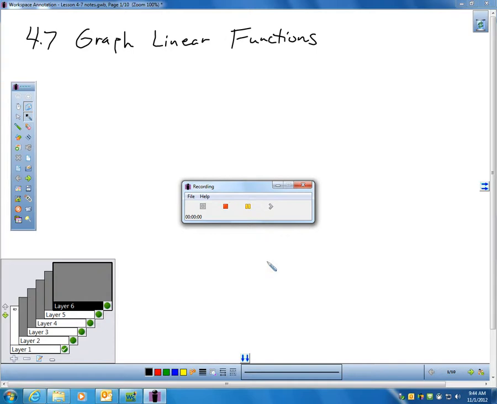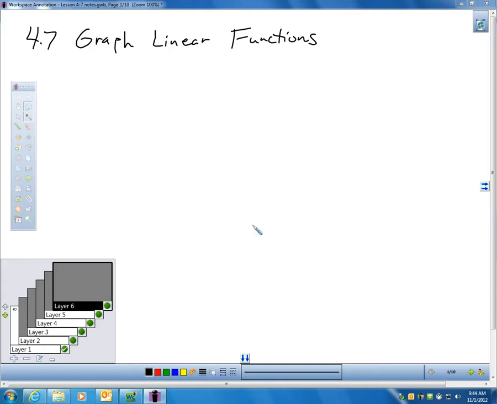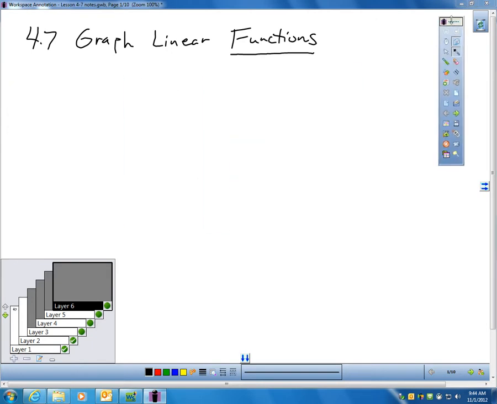Hi, and this is section 4.7, graphing linear functions. You can start off on page 262. And the first thing we need to look at is vocabulary again, looking at what is a function, what does it mean, and what does it mean to graph a linear function.